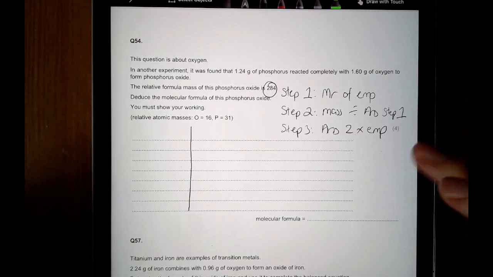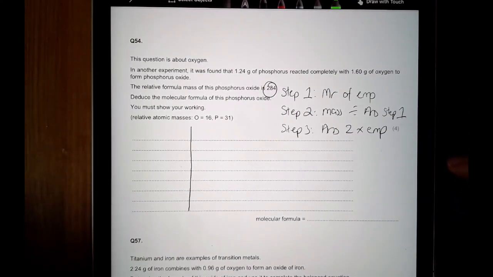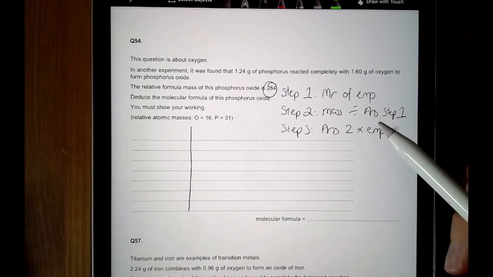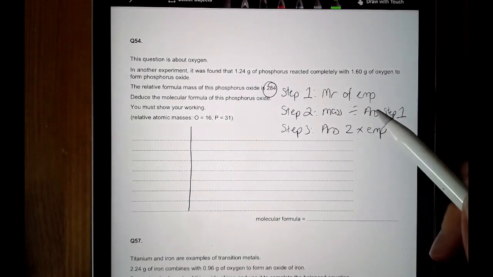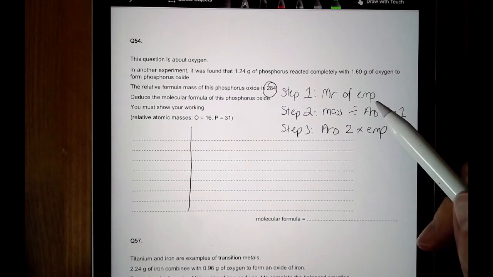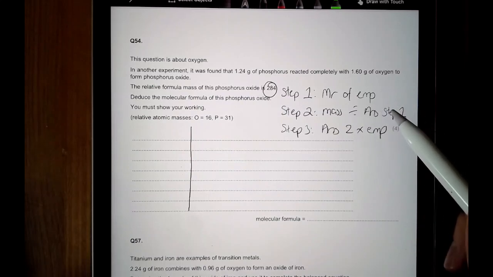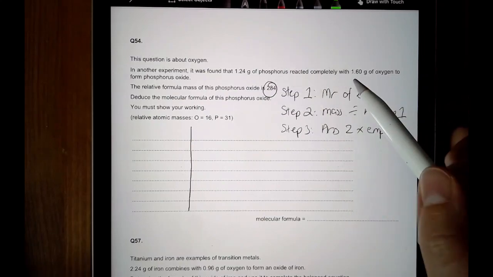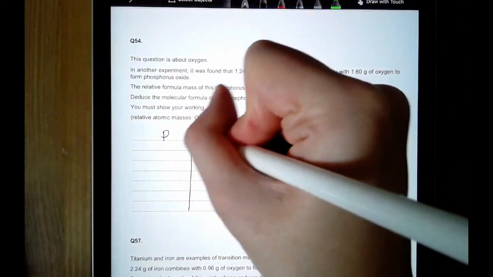Okay, now when I do this, it will start to make a little bit more sense. But in order to go through these steps, the very first thing I need to do is actually work out what the empirical formula is. Sometimes they'll give it to you in the question straight away, but in this case, they haven't. So the first thing I'm going to have to do is work out the empirical formula. I've got phosphorus and I've got oxygen, so that's P and that's O.